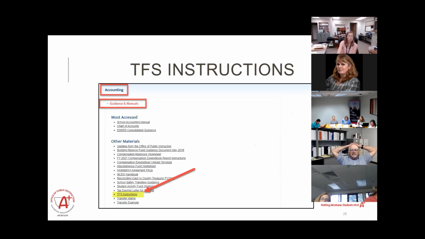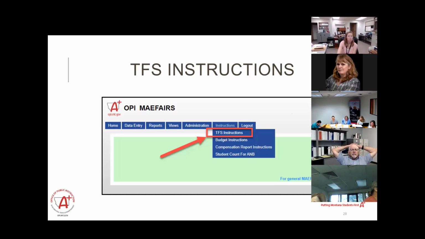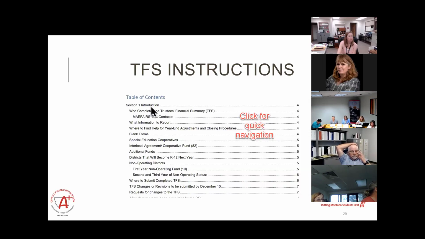You'll find these instructions again under the accounting subject area tabs under guidance and manuals. You'll also find the TFS instructions when you go into MAEFAIRS and you go across the top blue tab, you see instructions, you click on that. TFS instructions is the first one, then you have budget instructions and a couple more. If you click those tabs, it's going to take you to the instruction page. And you can go to each different area if you want by just clicking on the particular area that you're looking for.